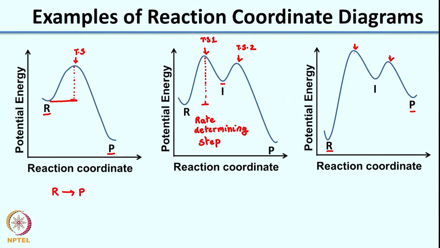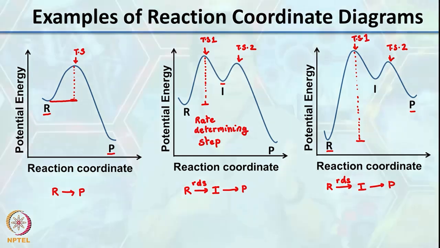Similarly, in this case you have a huge barrier going from the reactant to transition state 1, and the barrier for transition state 2 is lesser. So, these reactions can be represented as R going to I going to P, and in this case, this would be the rate determining step. Similarly, you have R going to I going to P, and the first step would be your rate determining step.